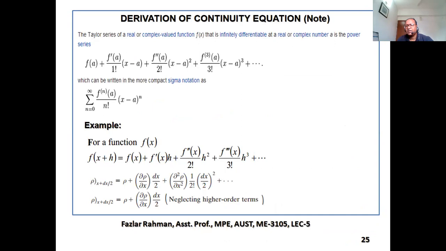This is just a continuation of the Taylor series that we will use throughout fluid mechanics. If you have a rho at a certain point, how can you figure out the density at a distance dx by 2 from that point? In that case, this will be the density. Similarly, if you'd like to figure out the velocity, we can do it using the Taylor series.